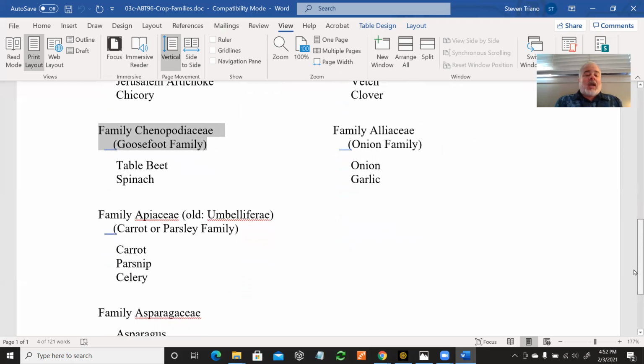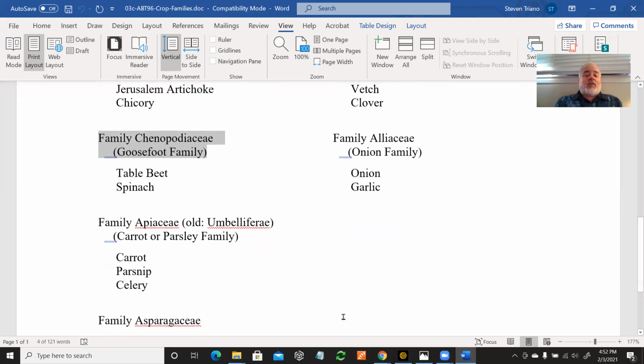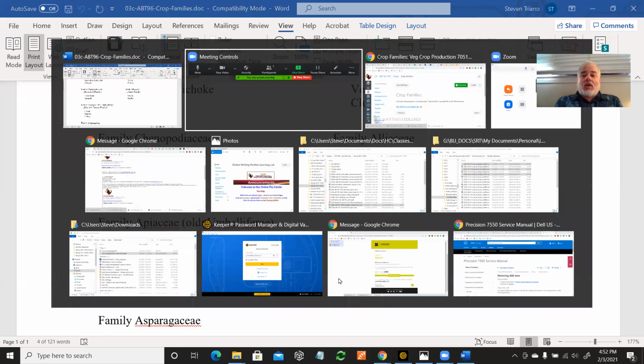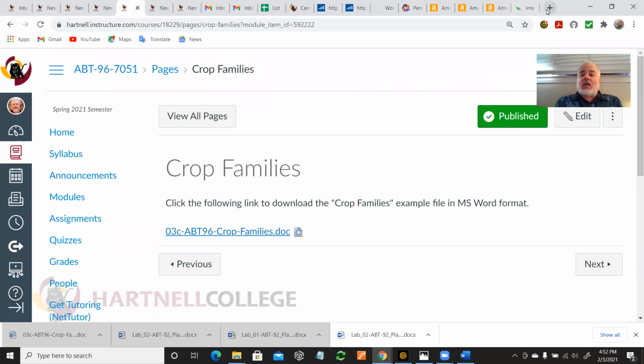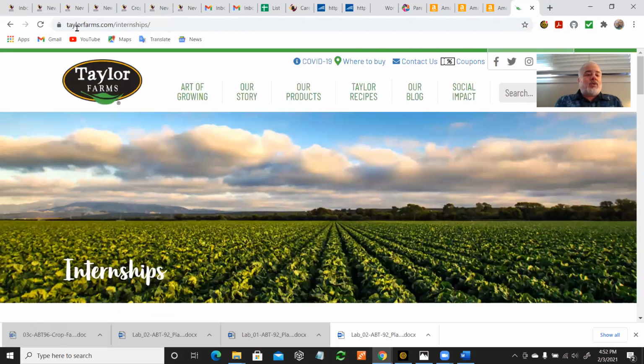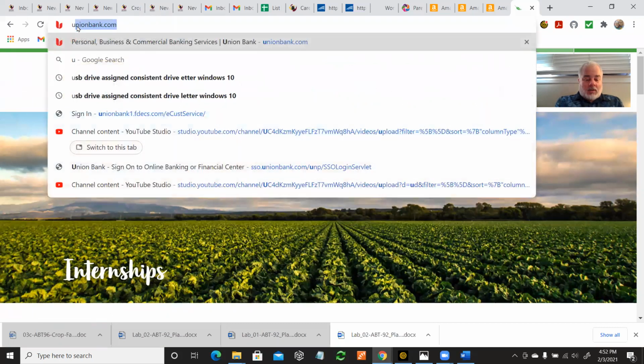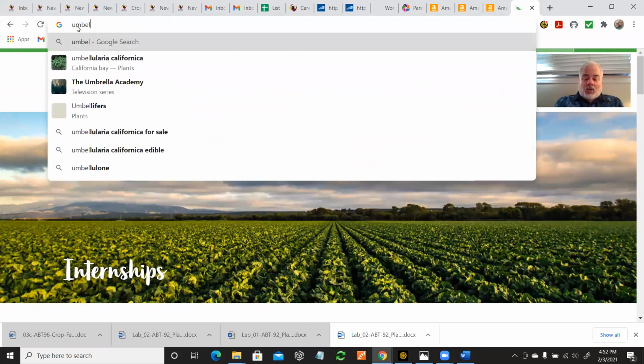The next one, Apiaceae, used to be called umbelliferae, and umbelliferae comes from the structure of the flower clusters. Umbels are a really neat looking flower cluster, and I'll just give you an interesting little view of an umbel.